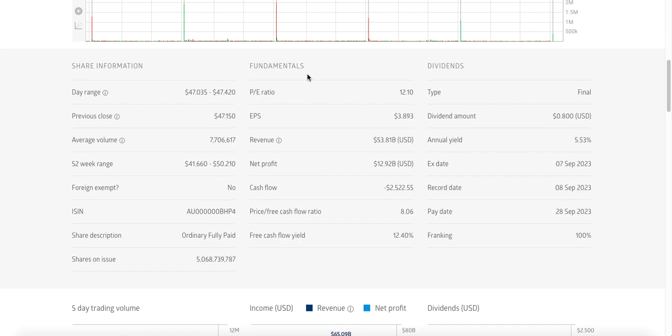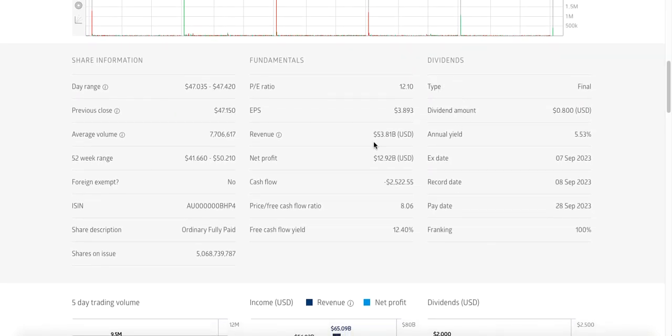And further information here that's not too interesting for us. Fundamentals, so we've got the PE ratio, price to earnings ratio. EPS stands for earnings per share, which is $3.89. Revenue in US dollars, net profit in US dollars. Cash flows, so forth there, and probably an important one for a lot of people when we're looking at dividends. So the annual yield for BHP at this stage is 5.53%.